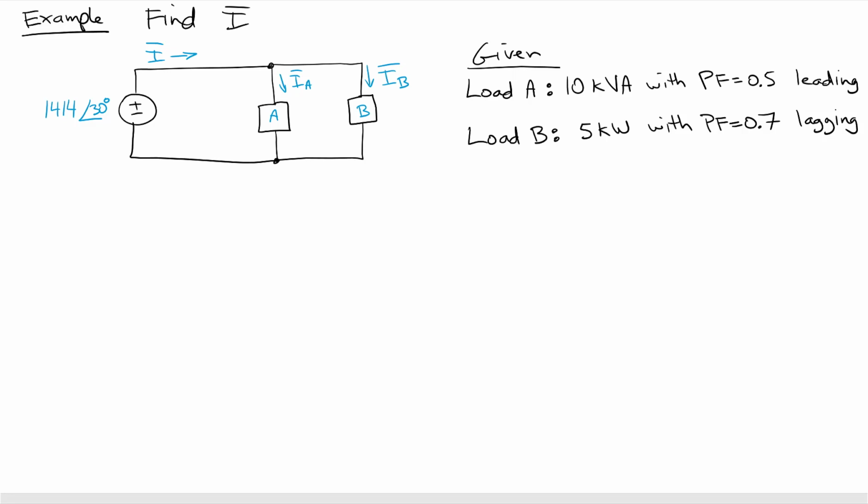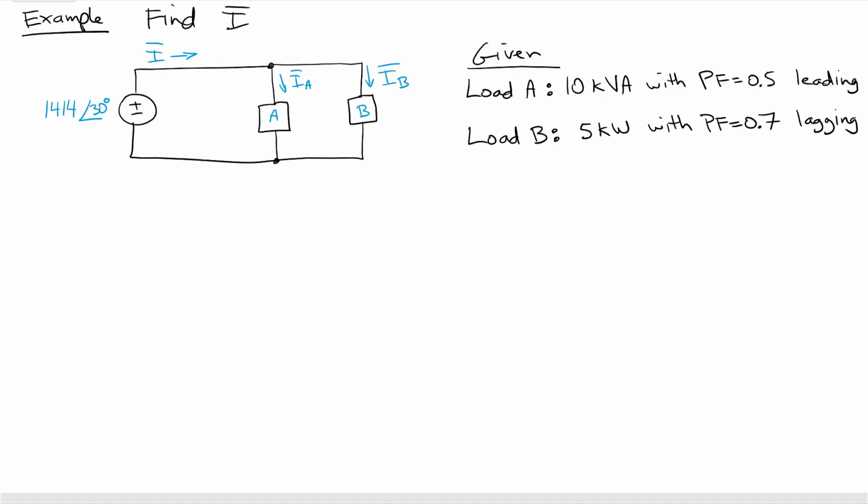In this example, we're going to apply the power triangle to solve for the phasor current I. So what do we know? We know the phasor voltage is 1,414 volts at a phase angle of 30 degrees.